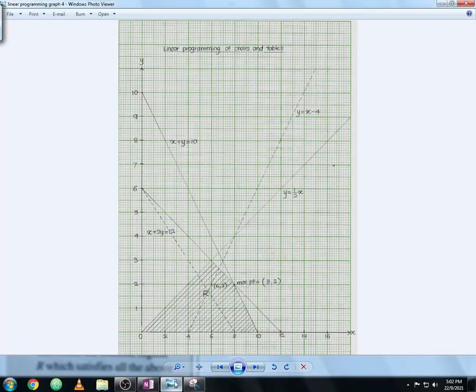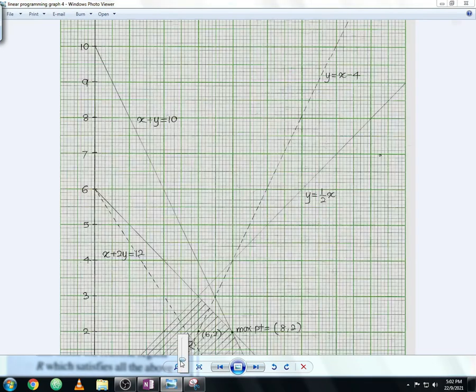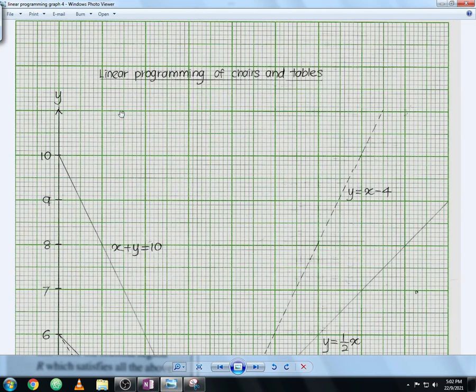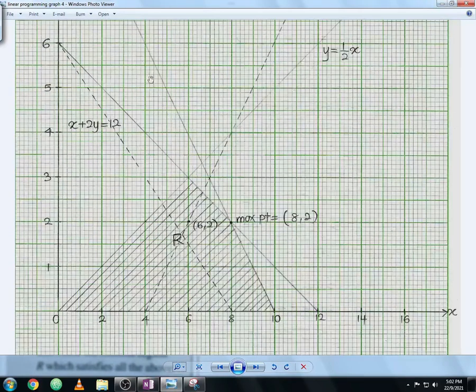Okay, so this is the complete linear programming graph. Let me zoom in a bit. As you can see here, this is the title of the graph, linear programming of chairs and tables. We have fulfilled the scale of 2 cm to 2 units for the x-axis and 2 cm to 1 unit for the y-axis. I hope these are visible to you.